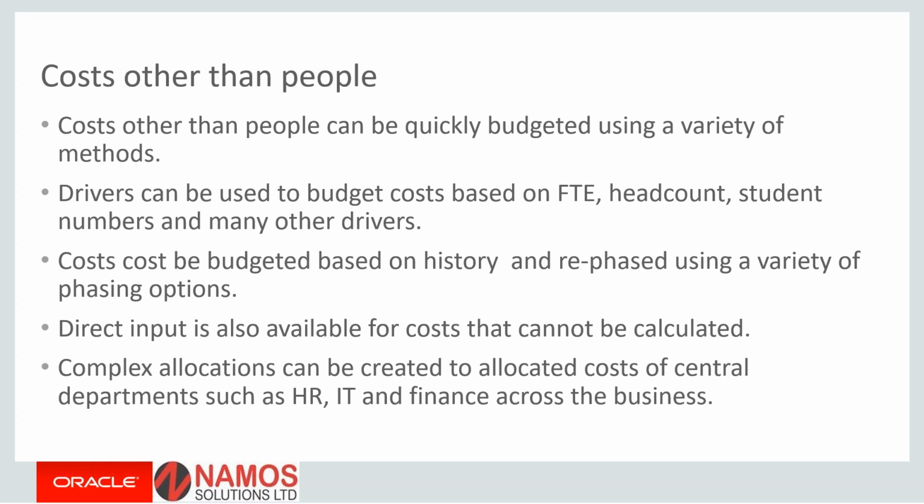Once we've got all our costs together, we can then help to allocate those across the business. So we can reach a more accurate budget across the business and actually see the costs of running various different courses and running various different schools across the business by allocating costs such as HR, finance, IT, and facilities costs.